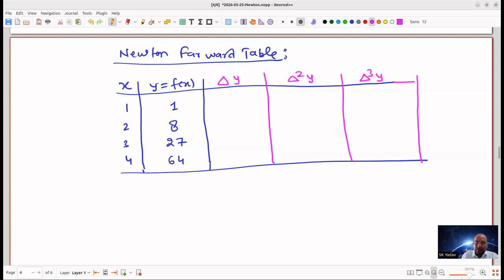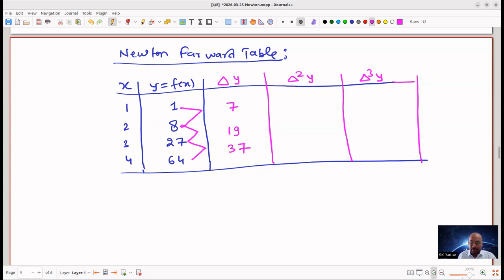So delta y is the forward difference. So next value, 8, minus the previous value 1. So I have the difference now here, 7. And the next value is 27 minus this previous value, so 27 minus 8, which is 19. And then 64 minus 27, which is 37. So this is the first forward difference.